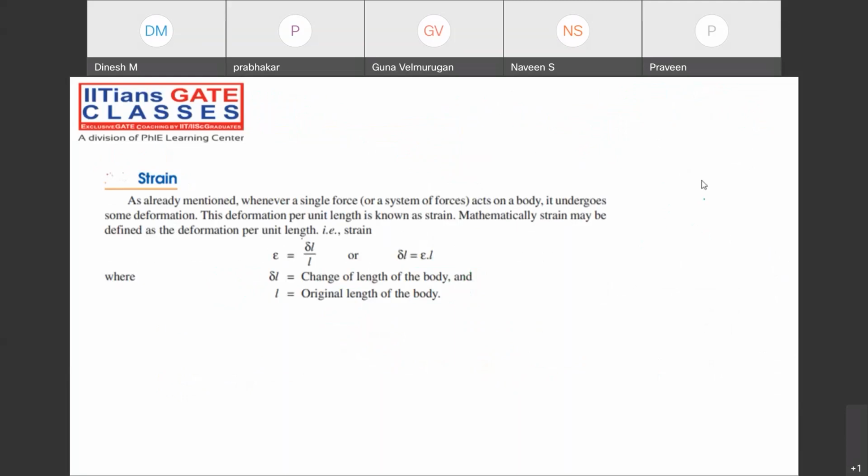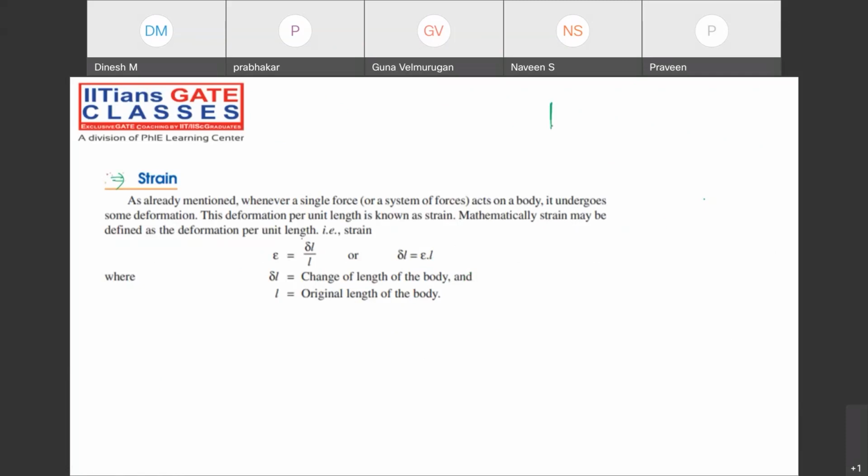Now, not only stress, but strain. What do you mean by this strain? Change in length by original length, we call what? It's strain, right? Change in length by original length.